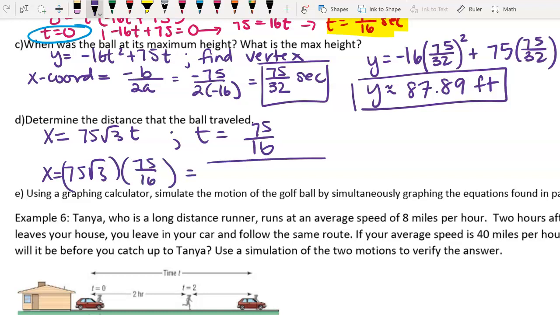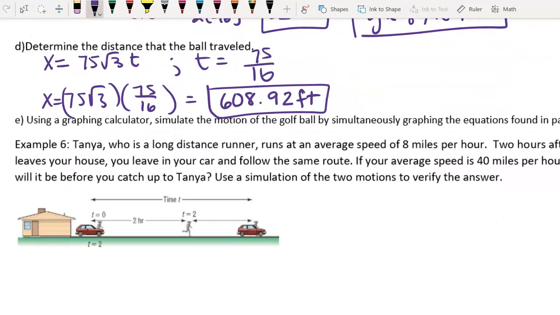All right, crunch the number. Give me your 2 decimal places again with the correct unit of measurement, please. 608.92. And then unit of measure is? Feet. Oh, yeah, feet. Determine the distance. Is that good? All of us agree with the number? All right, move on to E.